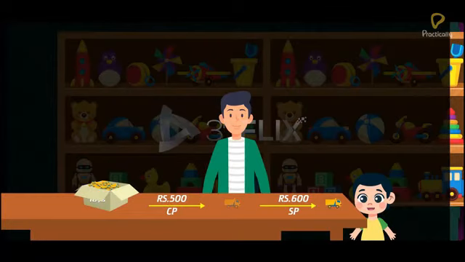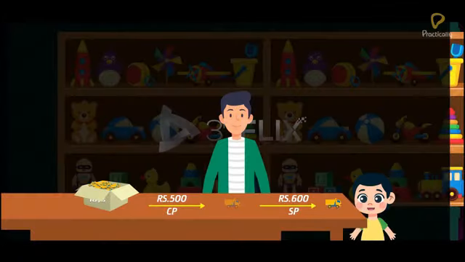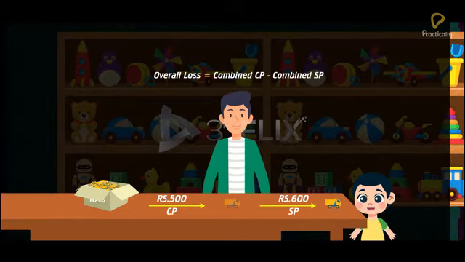Overall gain. Overall gain is given as combined selling price minus combined cost price. Overall loss. Overall loss is given as combined cost price minus combined selling price.